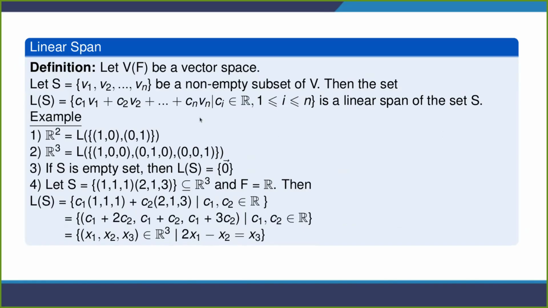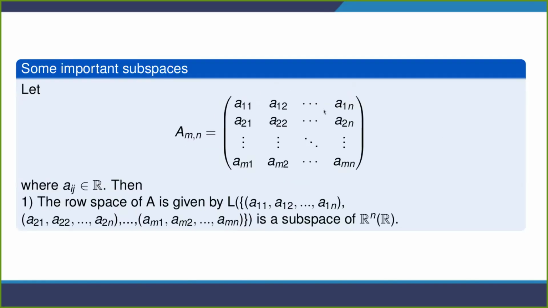What if you could combine a lot of vectors? Then what will you get? You'll get matrices, right? So matrices are also a subspace of that S. So here Aij belongs to R. Then the row space of A is given by the linear span of A11, A12, and so on up till Amn, and is a subspace of R to the power n over the field R.